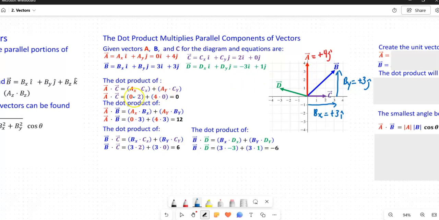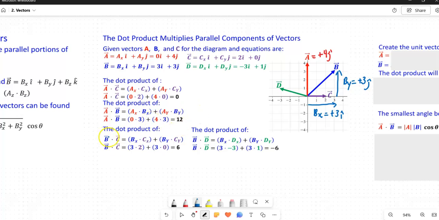But if you want to do it the mathy way, you've got to take the x direction component of A, which is 0, and multiply it by the x direction component of B, which is positive 3. And then we're going to take the y component of A and the y component of B. So that's positive 4 times positive 3, which will be positive 12.